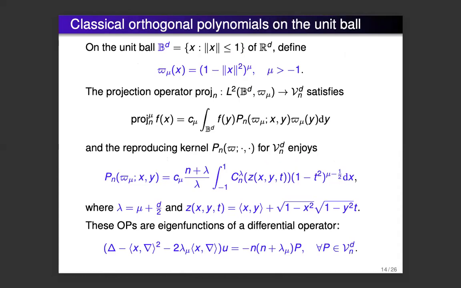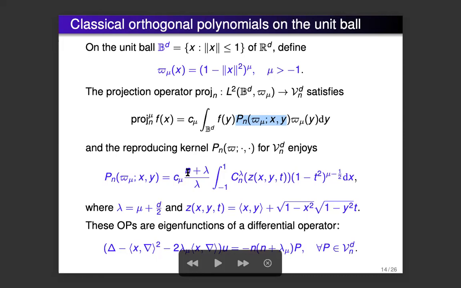If you take this case, (1 - |x|^2)^mu with mu bigger than -1, we wrote down the d-dimensional degree 2 case before. The projection operator satisfies this. You write down the kernel, then you integrate. So what does kernel mean? Kernel is the one I defined before as a sum of products of orthogonal polynomials. Well, the reproducing kernel in this case takes a very simple form. You take lambda equal to mu plus d over 2.